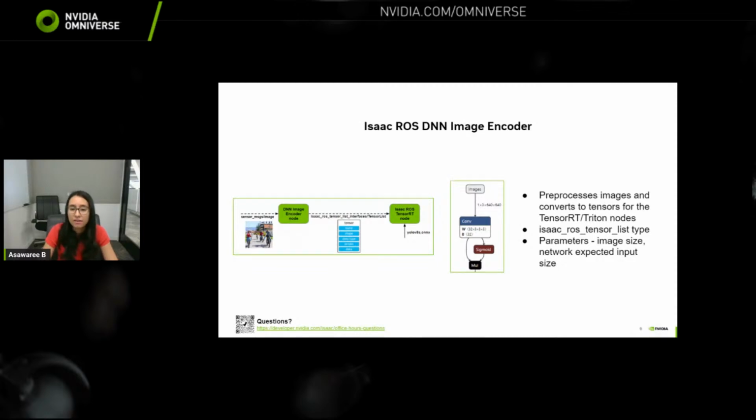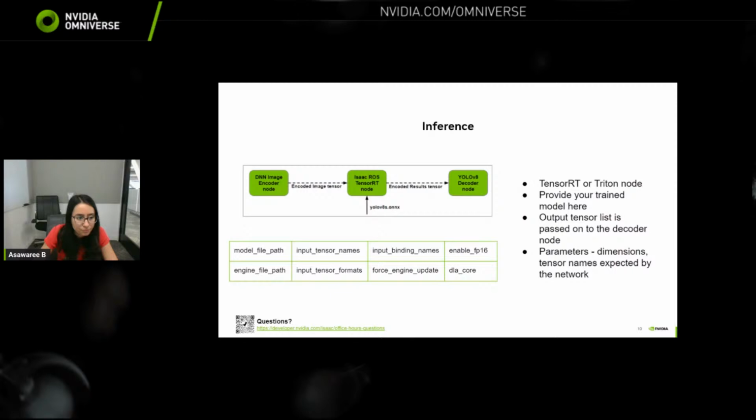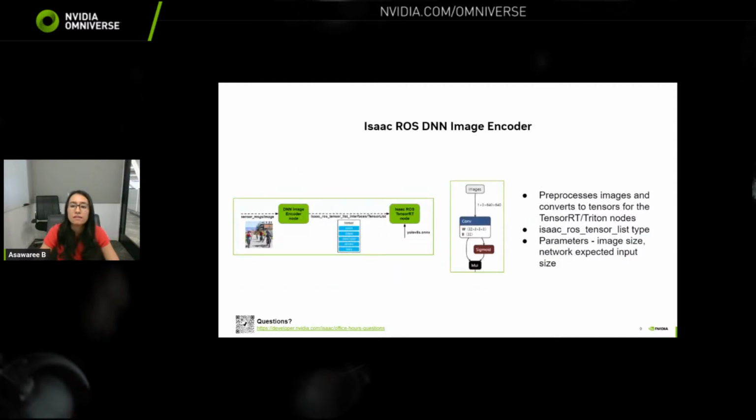And when I mentioned, oh, sorry, I think my slide moved. When I mentioned that it's important to note the input and output dimensions and names through Netron in an earlier step, this is why, because the image encoder node takes parameters that include things like the image size, which in this example could be 640 by 640. What is the name that the network expects in the input? So that would be images. So these are the kind of parameters that you would be using at this step.